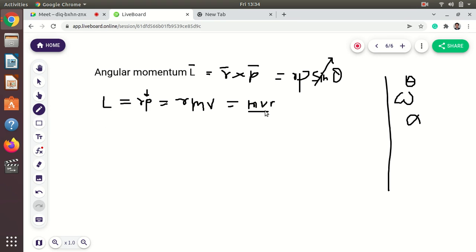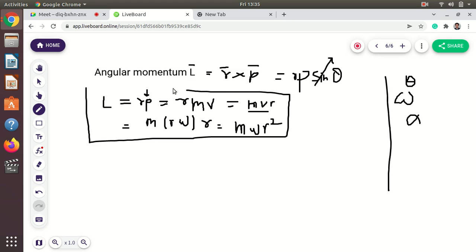So v is equal to r omega. Therefore m into v is m into r omega, and into this r. There are two r, so r into r will be r square. So the magnitude of angular momentum is equal to m omega r square. Note this down. This is the magnitude of angular momentum, and in the rotational case we will most of the time use this definition, m omega r square.